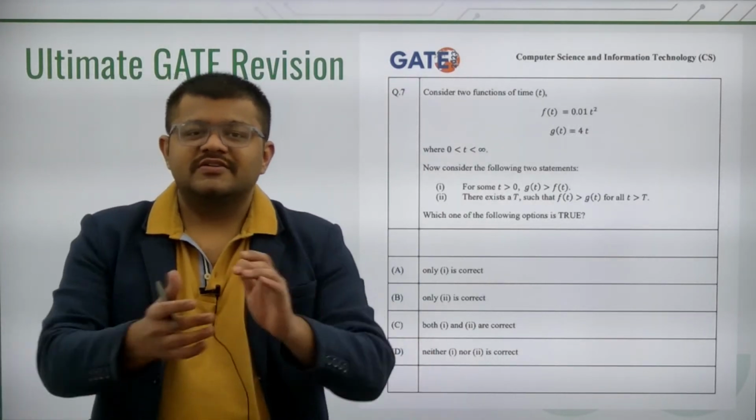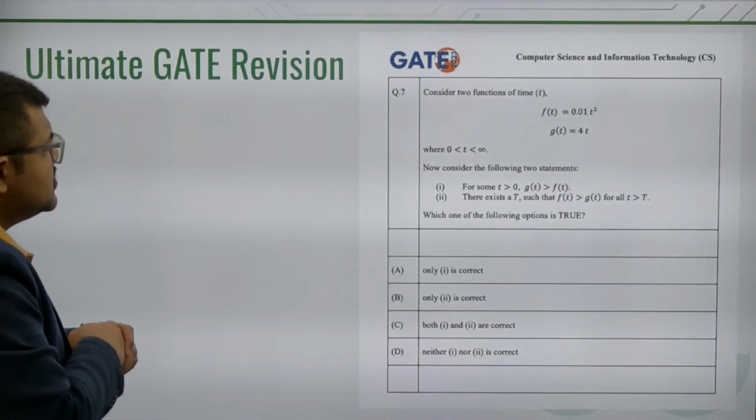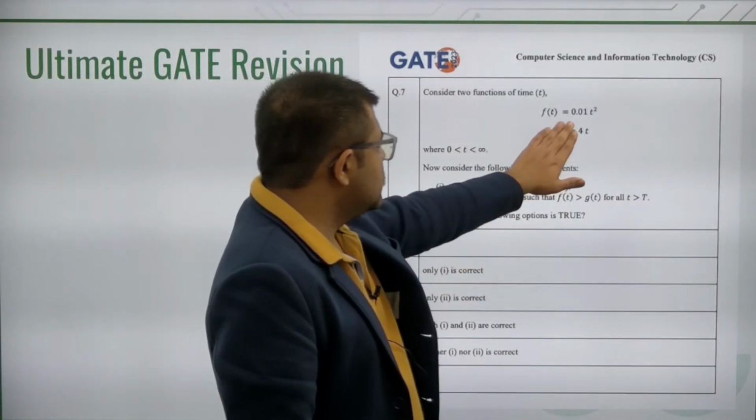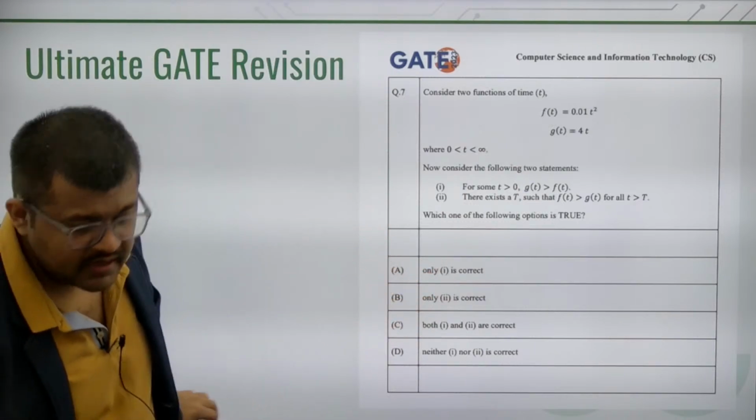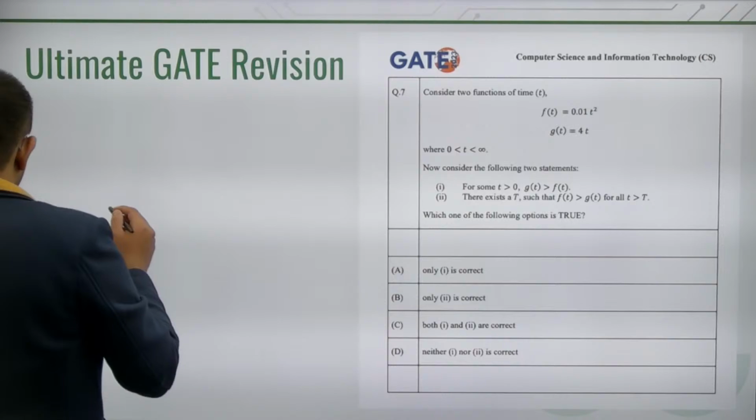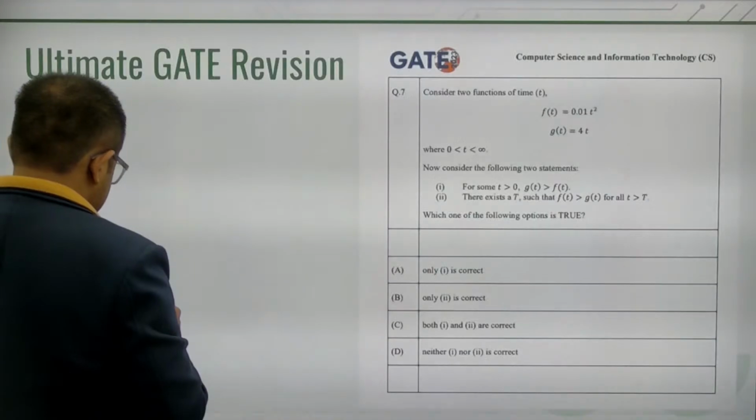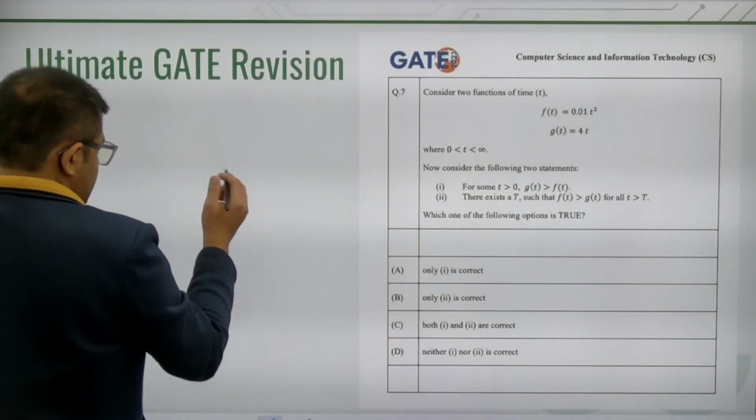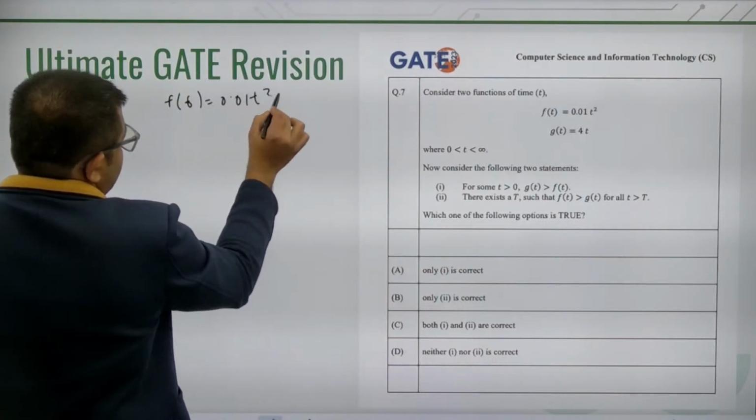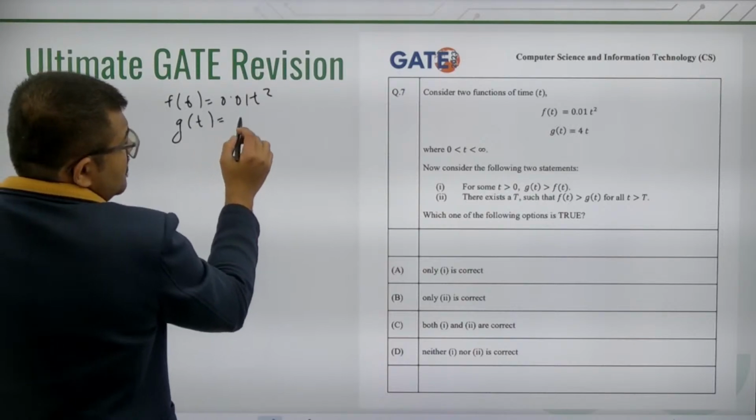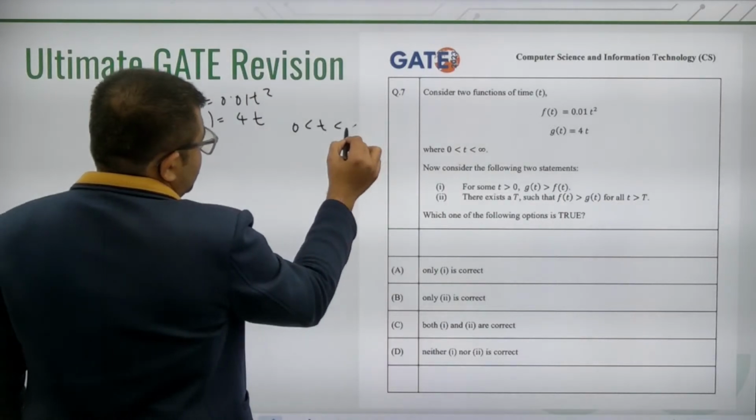So let's begin with the first question. This was asked in GATE 2023. It says consider two functions of time. f of t is 0.01 t square and g of t is 4t, where t is from 0 to infinity.